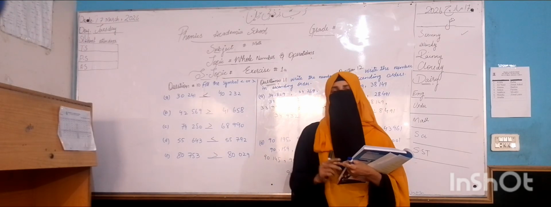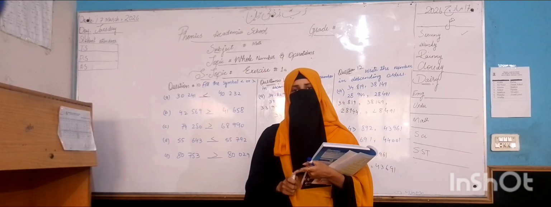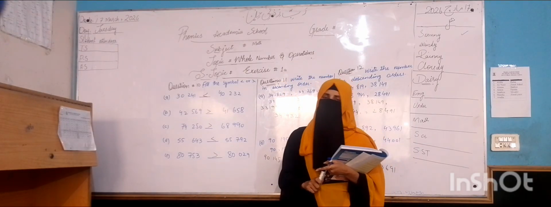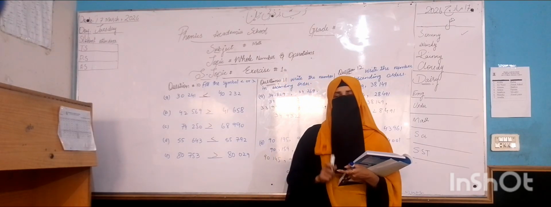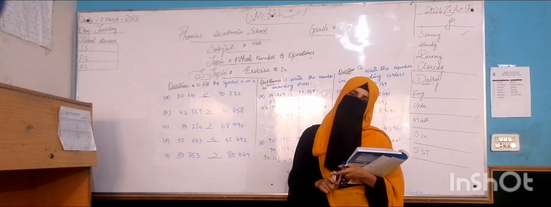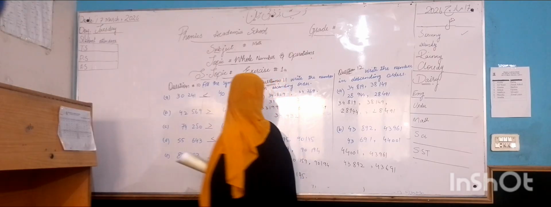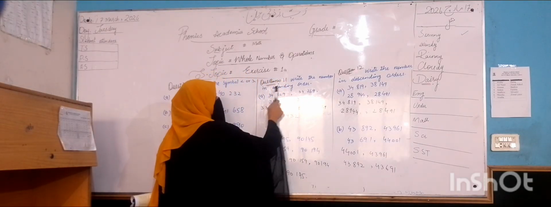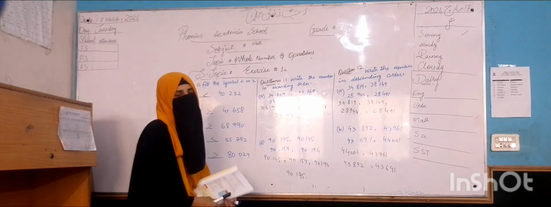Remember that when your left side is smaller than the right, the less than sign is used, and when your left side is greater than the right side, the greater than sign is to be used. Okay students, question number 11, write the numbers in ascending order. What is the ascending order?